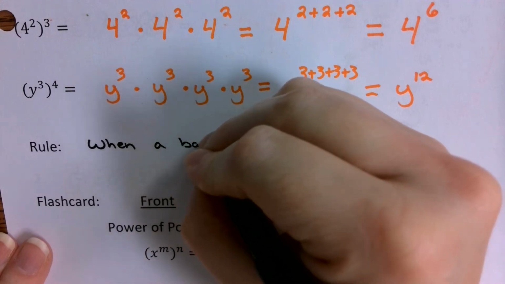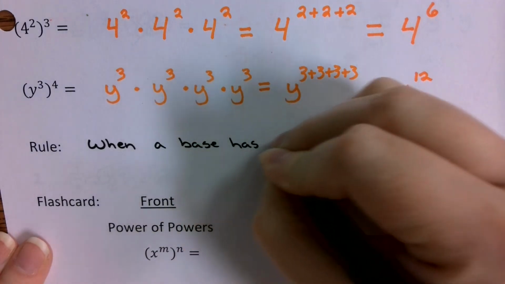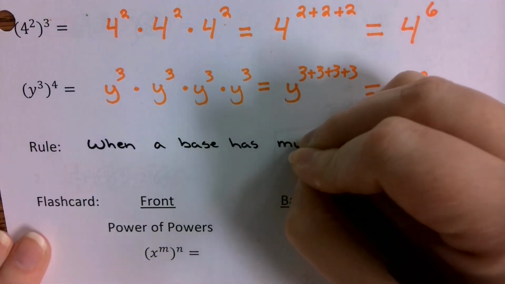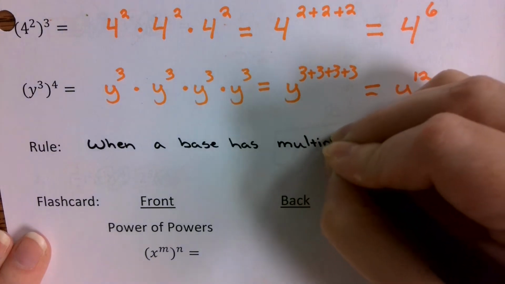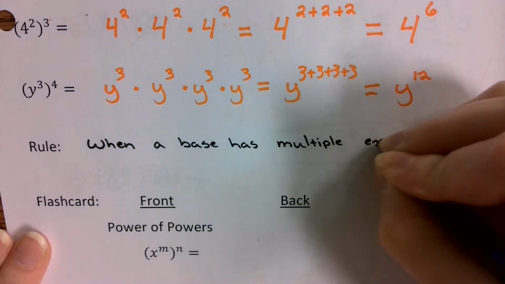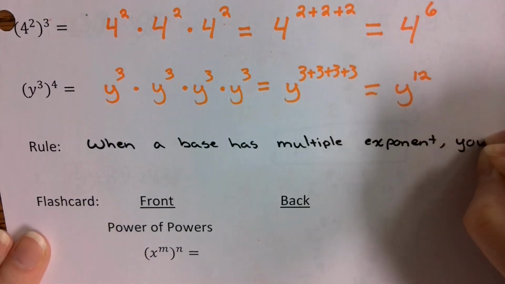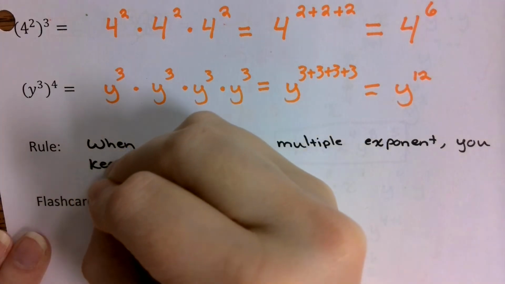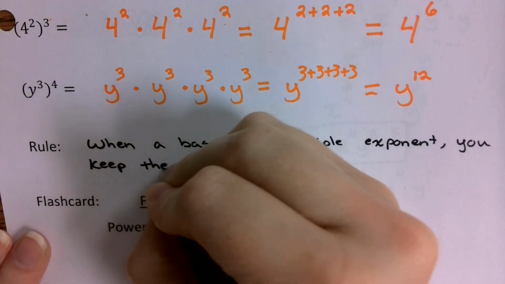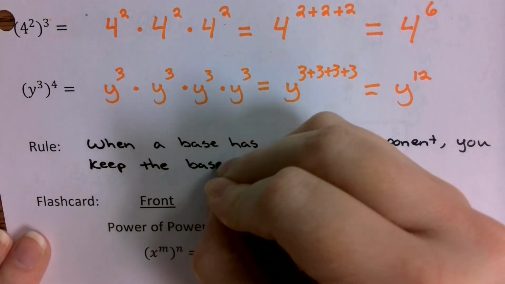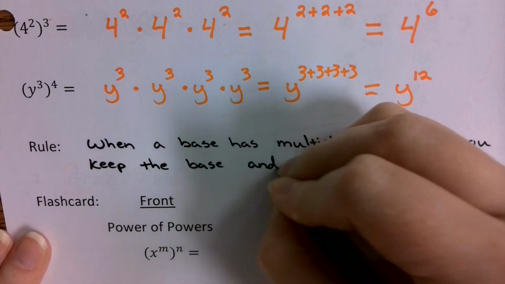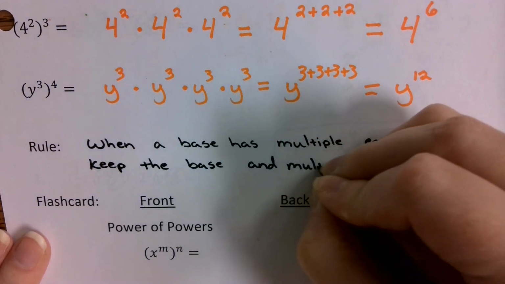When a base has multiple exponents, you keep the base and multiply the exponents.